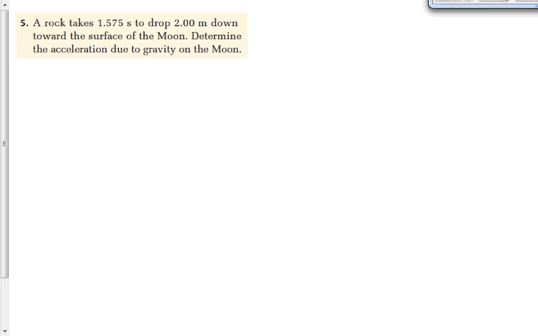Okay, what do we got here? We got a time here that it takes the rock to fall, 1.575 seconds. We have a displacement of the rock. It's 2.00 meters. We don't have the acceleration. In fact, that's what we want. Is there anything else we have? Anything else that we have if we read between the lines a little bit? Yeah, it's dropped. VI is equal to 0 meters per second.